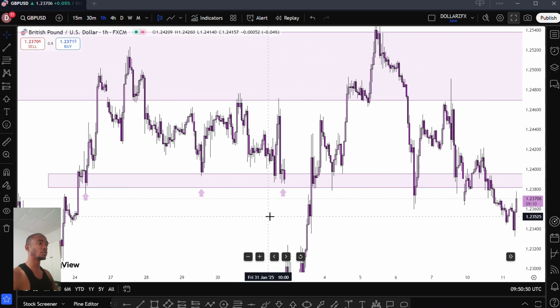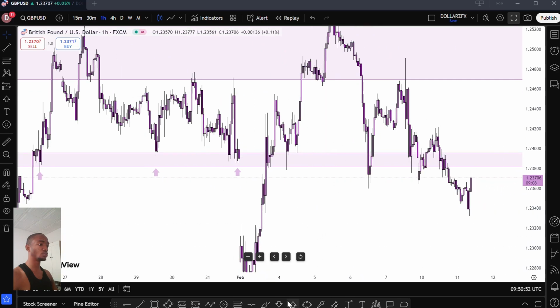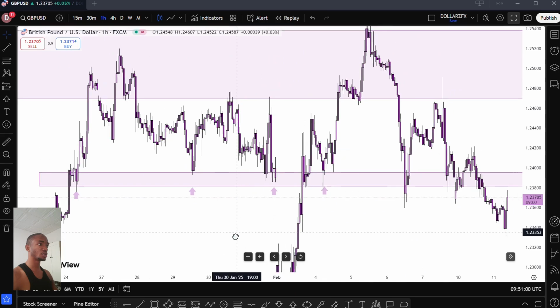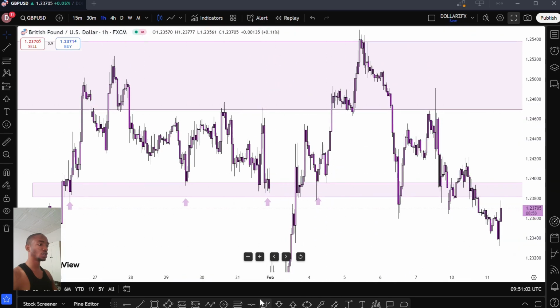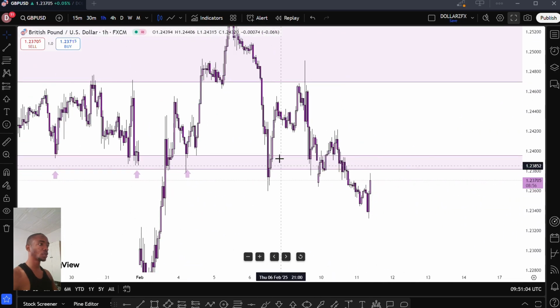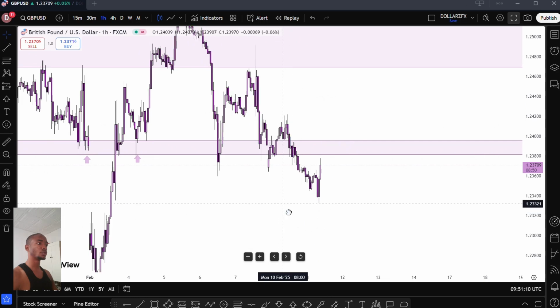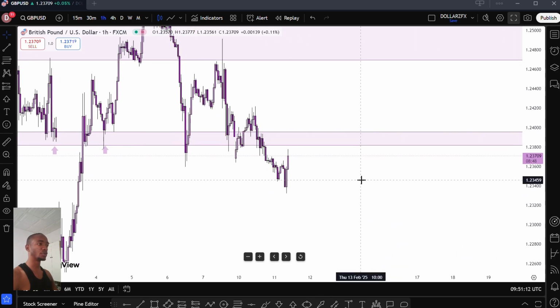So basically we have more than 2 touches. We have more than 3 as well, which makes it a valid support area and resistance area. So this is the support area, and at the top is the resistance area. So right down here we had a fake out, and we also had a fake out, and then it started chasing.